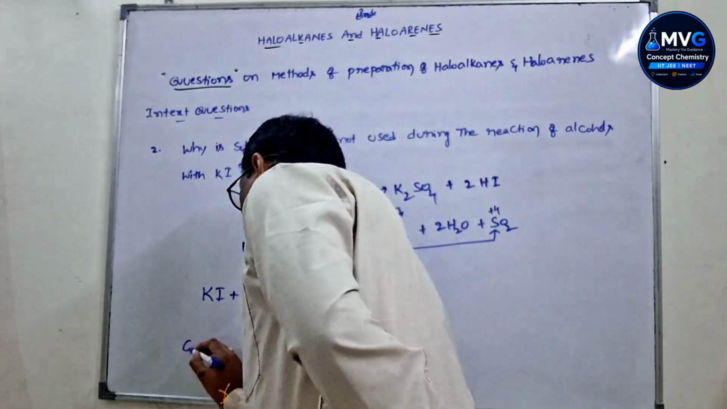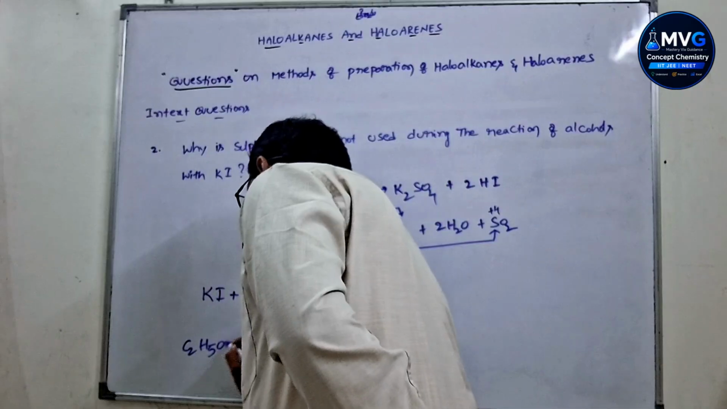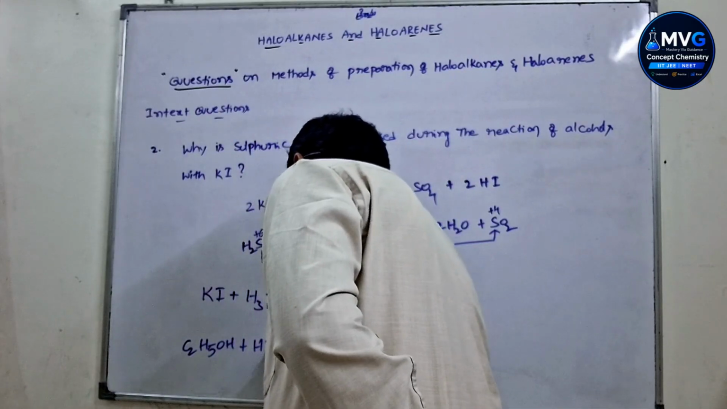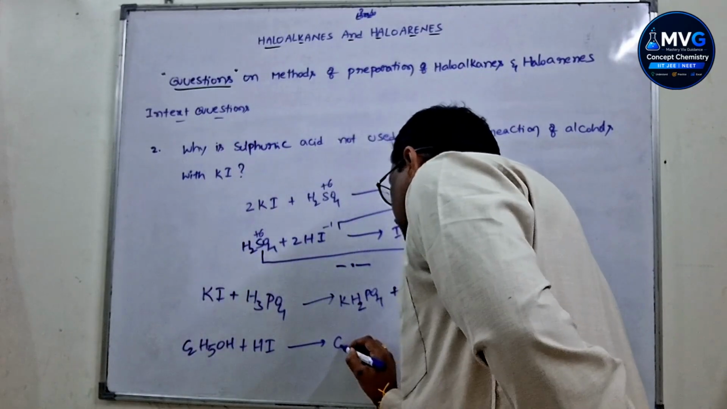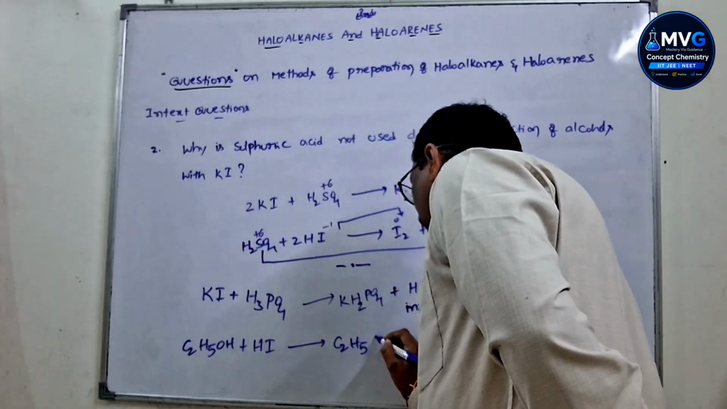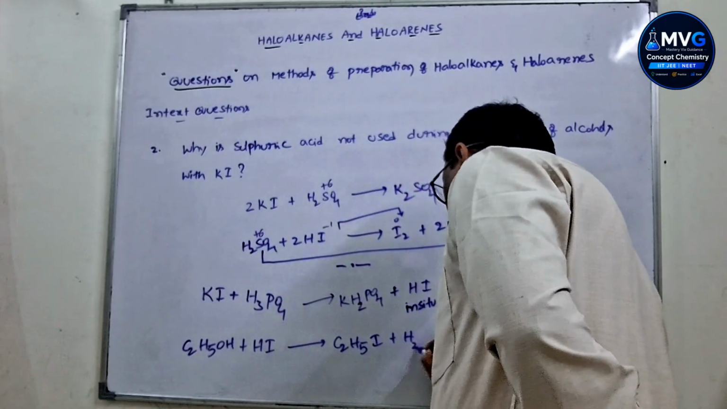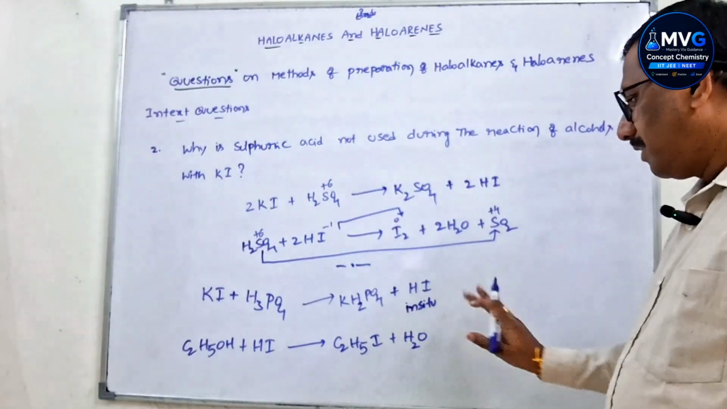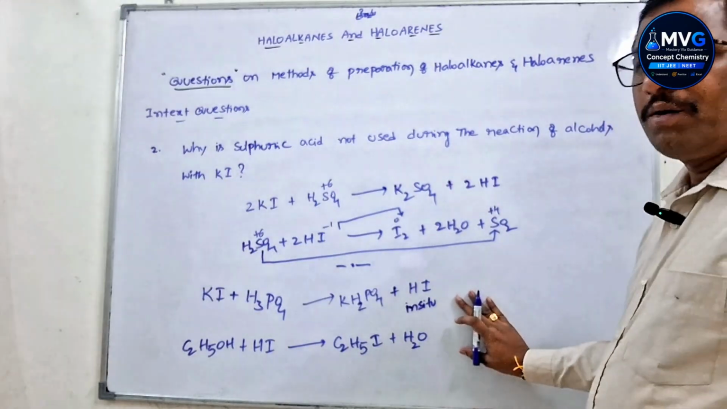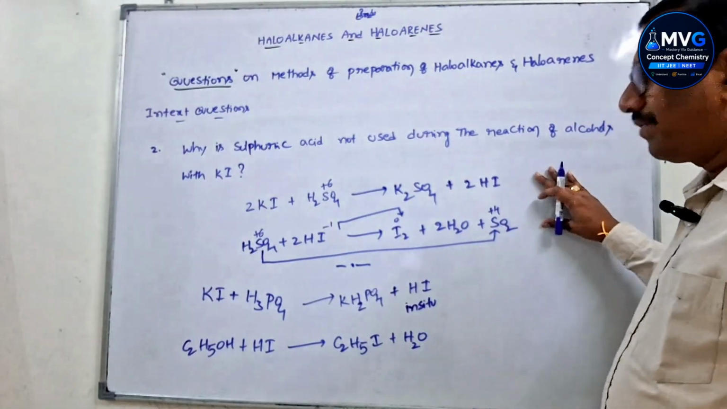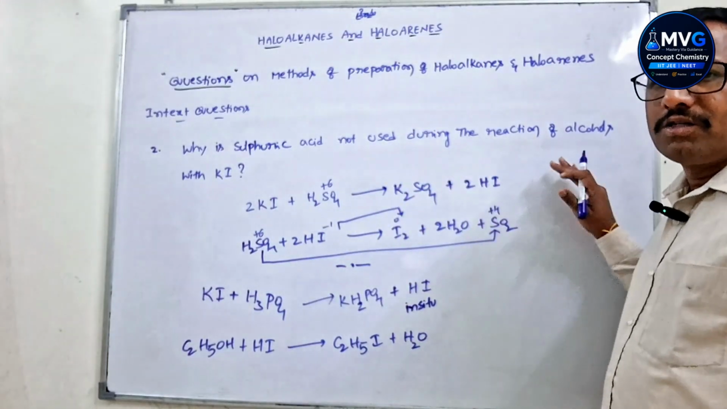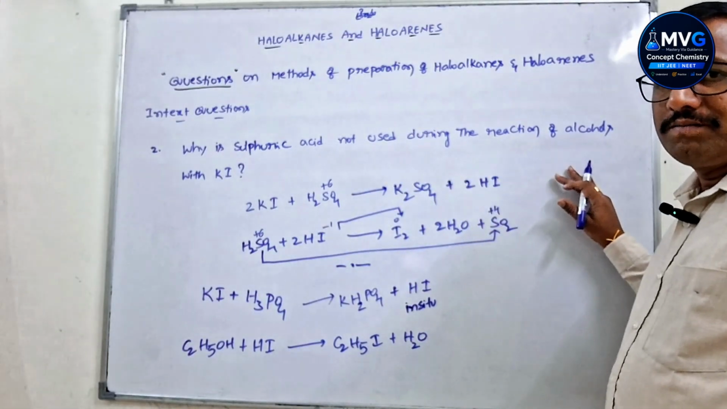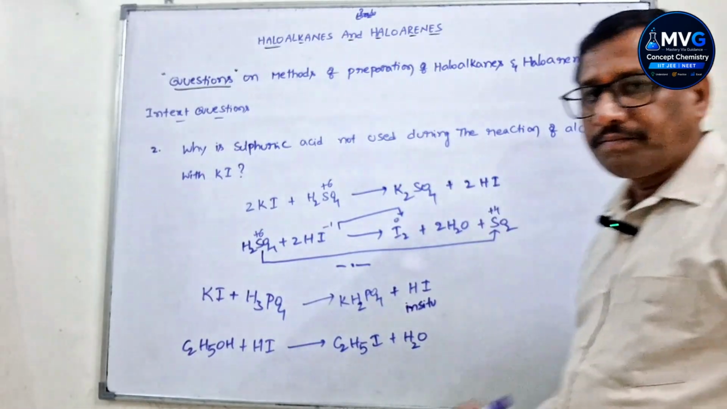Immediately it will react with C2H5OH and give iodoalkane, C2H5I plus H2O. So like this, the method we use to prepare iodoalkanes. Sulfuric acid is not suitable to prepare the iodoalkanes. Please note down, students.